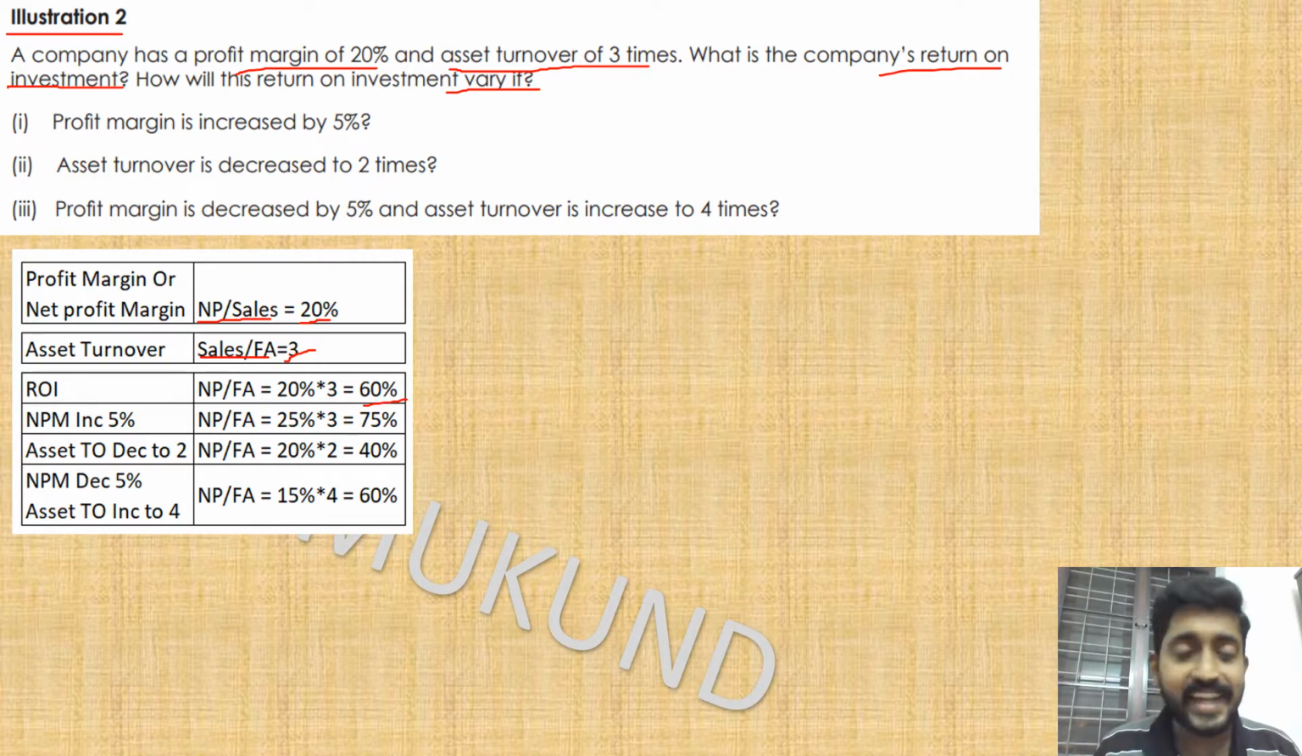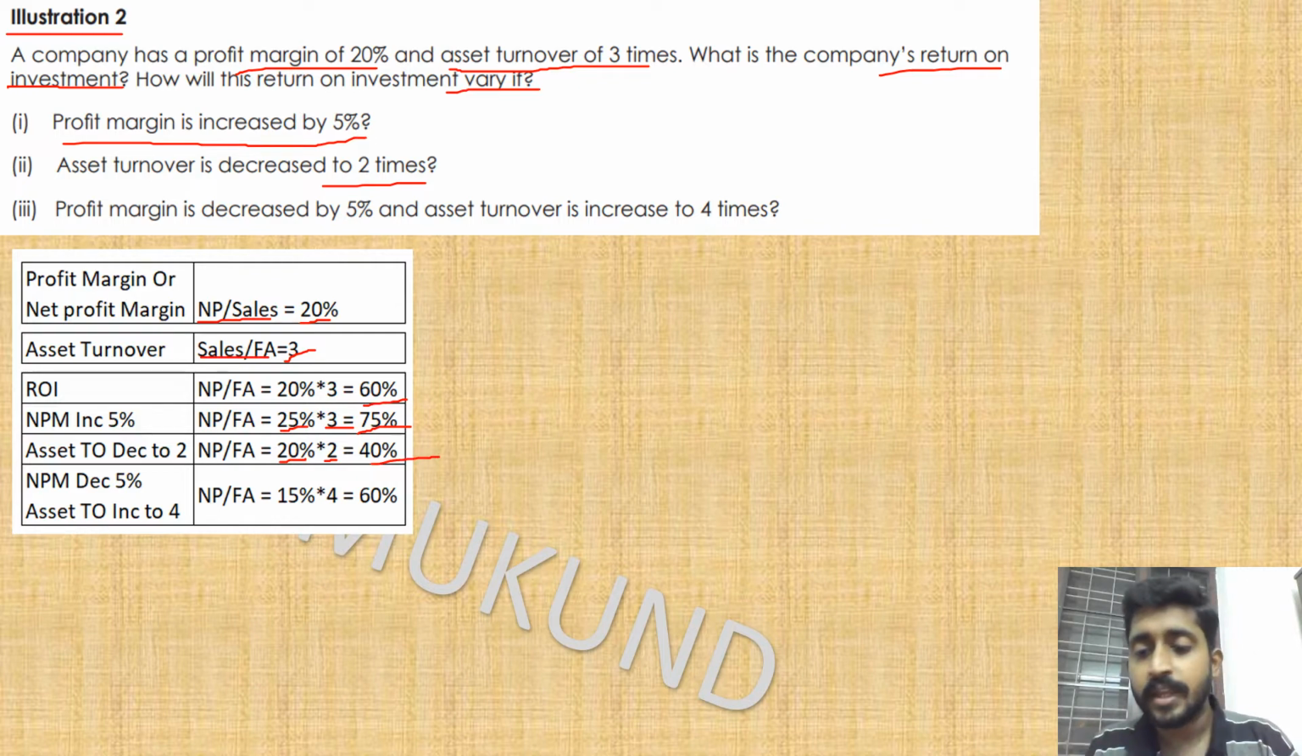Next, what are the 3 scenarios? Profit margin is increased by 5 percent. So 20% becomes 25 percent, multiplied by 3, and return on investment will be 75 percent. Next, asset turnover is decreased to 2 times. So 20 is the net profit margin multiplied by the fixed asset turnover, which has come down from 3 to 2. So your return on investment will be 40 percent.